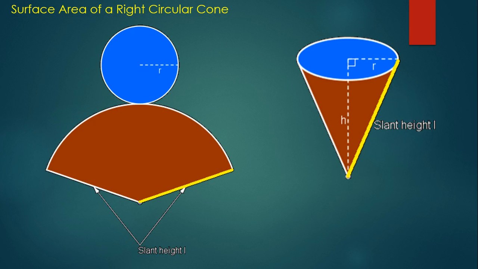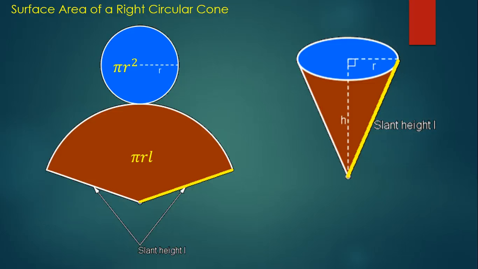Now that yellow line segment's really important because it's called the slant height, and we're going to need to find the slant height to find the area of that sector of the circle that's making up the side of our cone. The circle part, we can find its area by just taking pi times the radius squared. But the part of the circle that goes around the side of the cone, we're going to find by taking pi times the radius of the circle times L, where L means slant height.